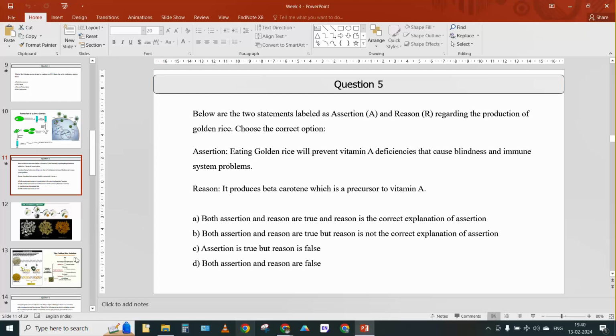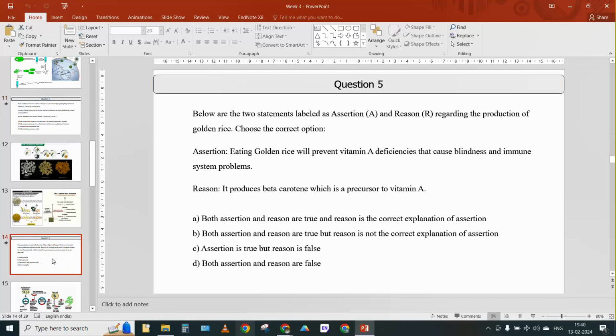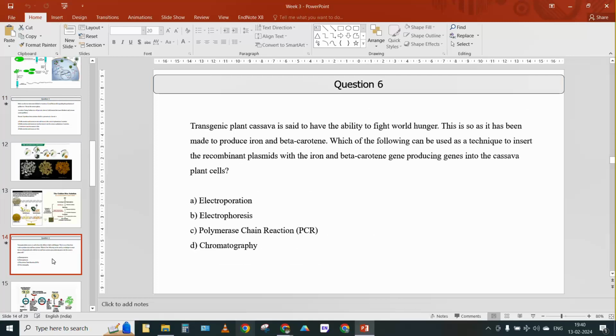Okay, so we'll move to the next question. That is question six. Question six states that transgenic plant cassava is said to have the ability to fight world hunger, as it has been made to produce iron and beta carotene. Which of the following can be used as a technique to insert the recombinant plasmids with the iron and beta carotene producing genes into the cassava plant cells? The options we have here are electroporation, electrophoresis, polymerase chain reaction, and chromatography.